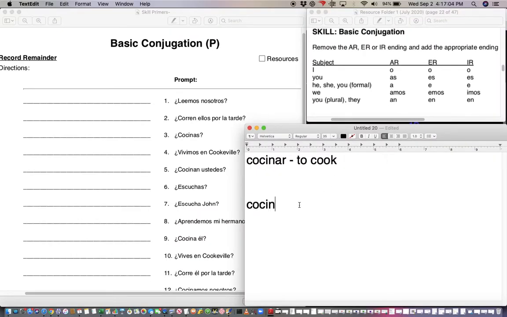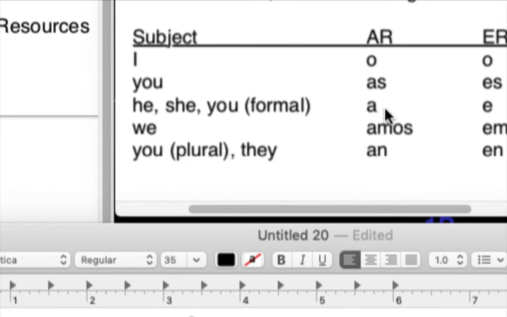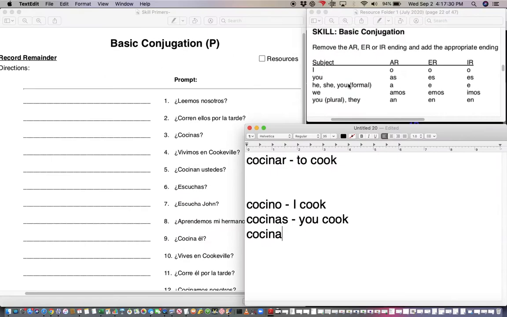So I take it and I put cocino. This would be the form for I cook. If I take the cocinar again, take off the AR, and add AS, this one is the you cook. Cocinar, take off the AR, and I'm going to add A. As you see, A is the one for he, she, you formal. So A means either he cooks, it can also mean she cooks, or it can be you formal, which is the same thing as saying you, sir, cook.